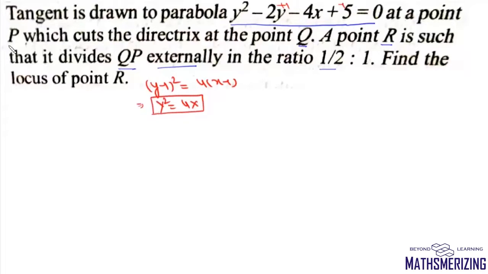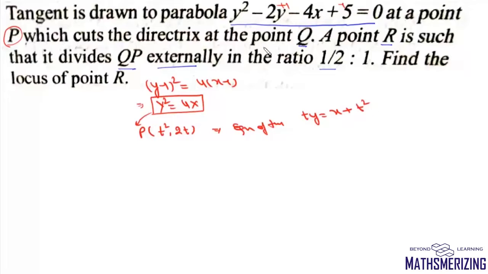Now we need to consider a point P. So for this, let us say this point P is at t square comma 2t, as a in this case is 1. And now we need to write the equation of the tangent for this point P. So for this point P, the equation of tangent will be ty equals x plus a t square. A in this case is 1. So it will be x plus t square.